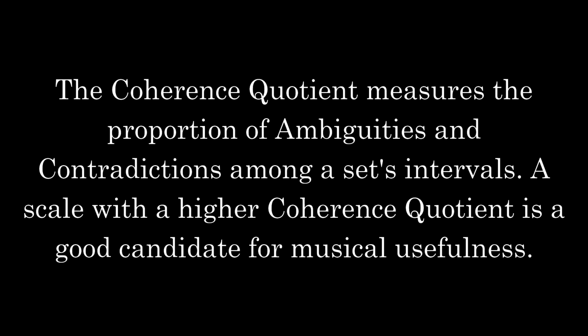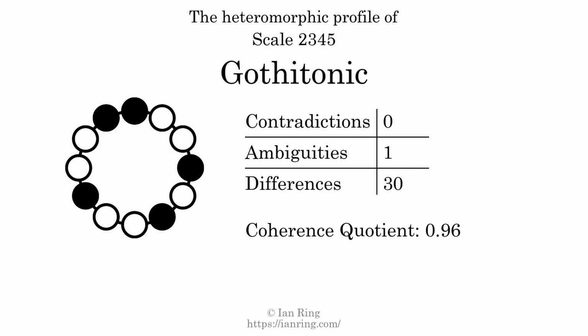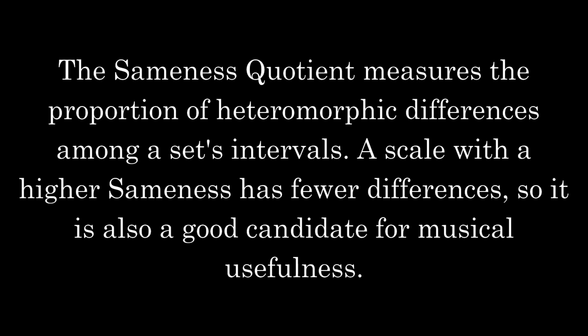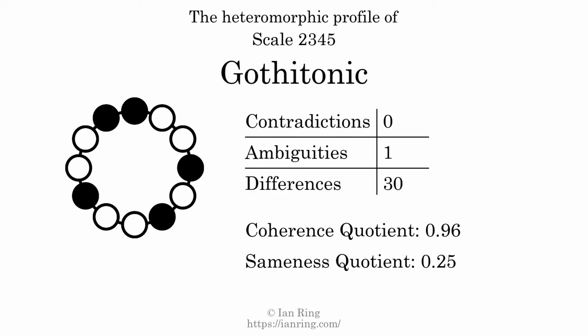The coherence quotient measures the proportion of ambiguities and contradictions among a set's intervals. A scale with a higher coherence quotient is a good candidate for musical usefulness. The coherence quotient is 0.96. The sameness quotient measures the proportion of heteromorphic differences among a set's intervals. A scale with a higher sameness has fewer differences, so it is also a good candidate for musical usefulness. The sameness quotient is 0.25.